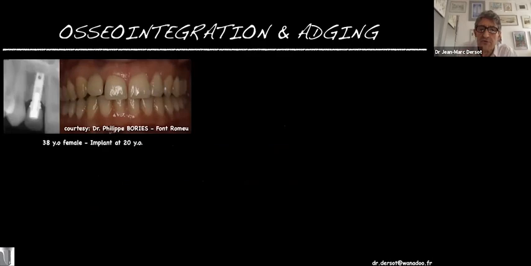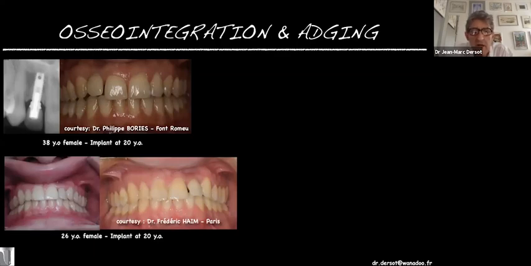So now I just want to present you several cases. This is a woman. She was on vacation in the south of France. The photo and the X-ray were sent by one of my friends. This lady is 38 years old, and she had an implant 18 years before. Now you see that the implant is in infraposition. There is a diastema between the crown and the neighboring tooth.